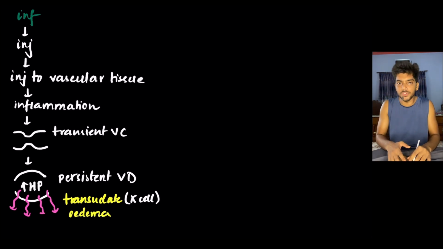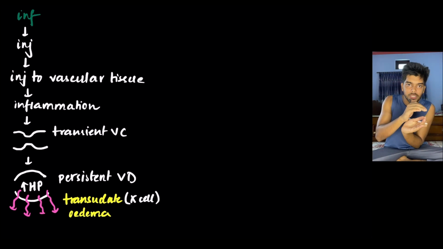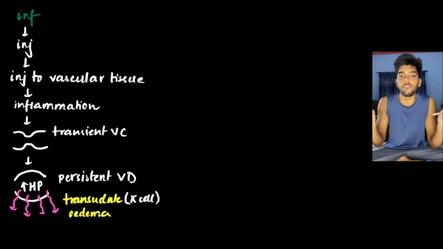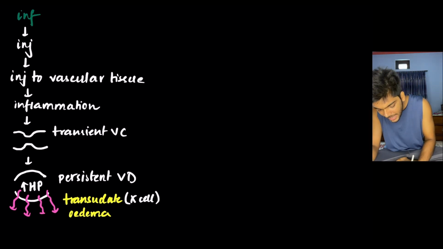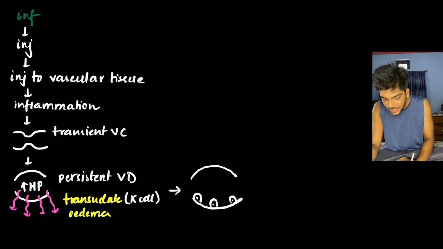So first, what happens? Due to dilation of the blood vessel, there is increase in hydrostatic pressure within the blood vessel. This leads to fluid being pushed out of the blood vessel. This fluid contains little to no cell, so it is referred to as transudate, and transudate leads to transudate edema or transudate swelling. Immediately following that, what happens? The permeability of the blood vessel increases.